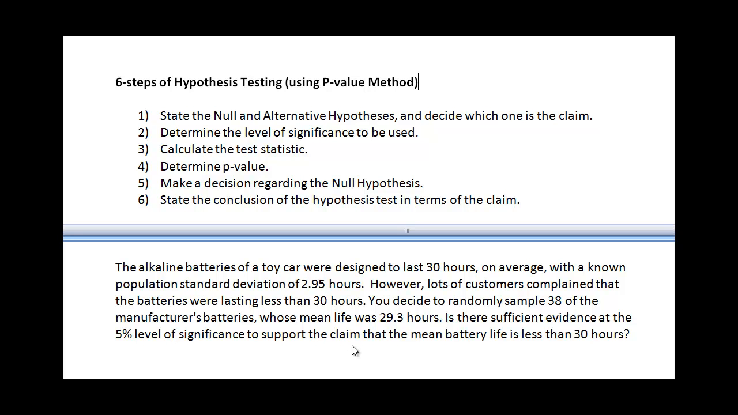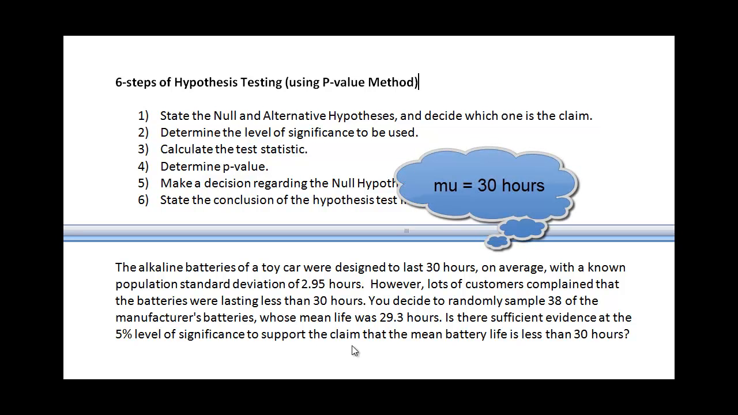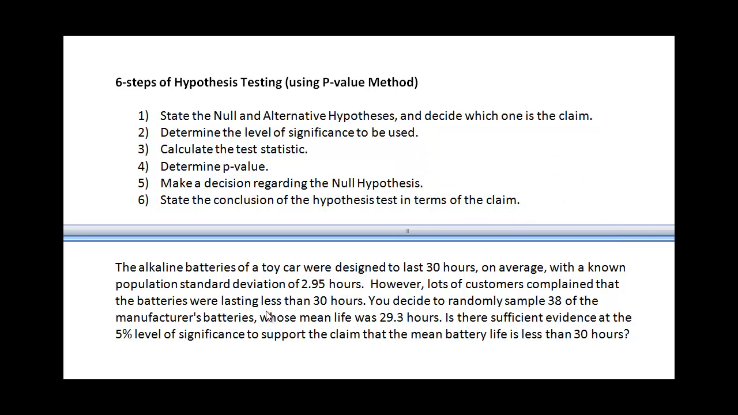We have batteries for a toy car. They're designed to last 30 hours on average. We know what the population standard deviation is. It's 2.95 hours, so we know what sigma is. But a lot of customers have been complaining that the batteries did not last 30 hours. They were lasting less than 30 hours. So that's also key there. The less than is important. We're going to need that for the alternative hypothesis.